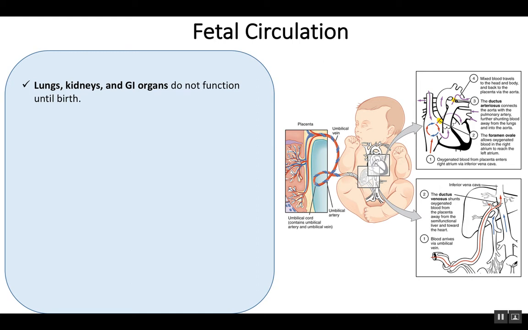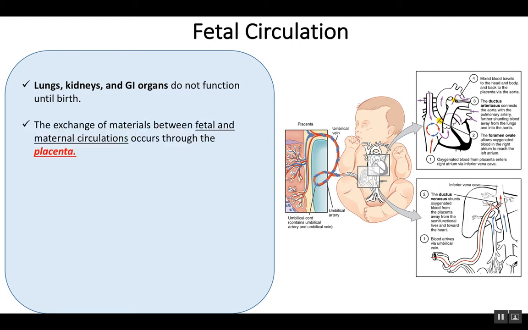So the placenta allows the fetus to exchange with maternal blood. The exchange of materials between the fetus and the mother occurs through the placenta. So we're just going to look at how we get blood from the placenta to the fetus, and then how we get blood from the fetus back to the placenta. So that's called fetal circulation.